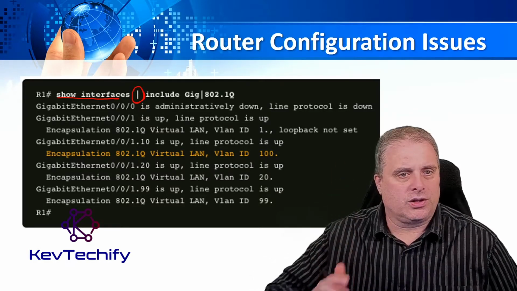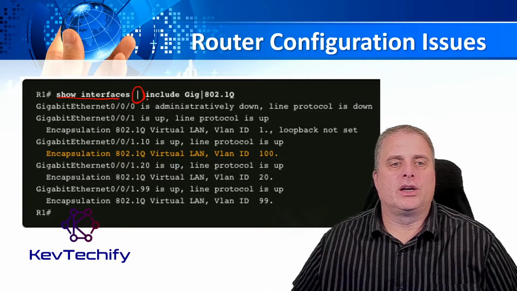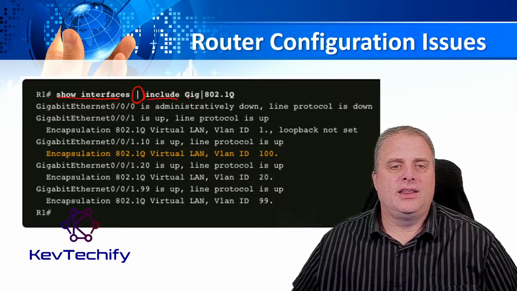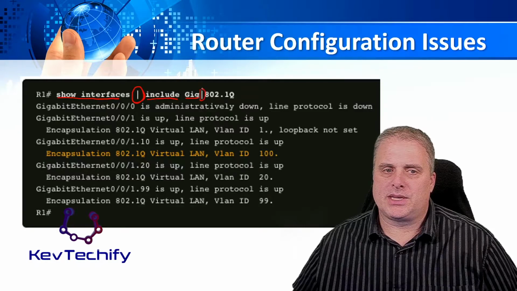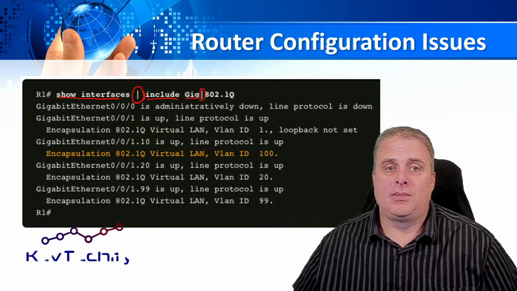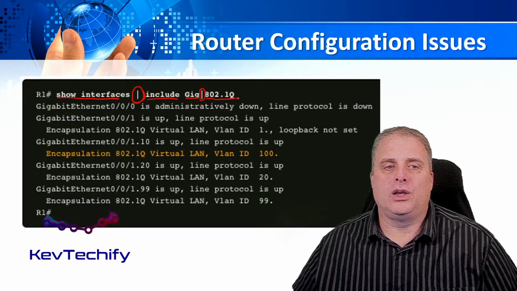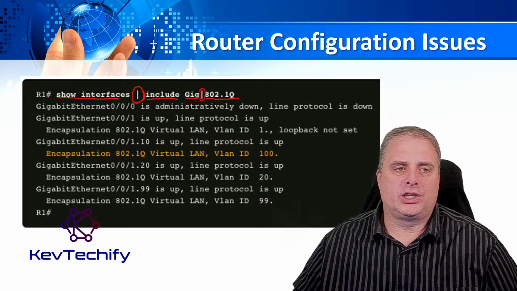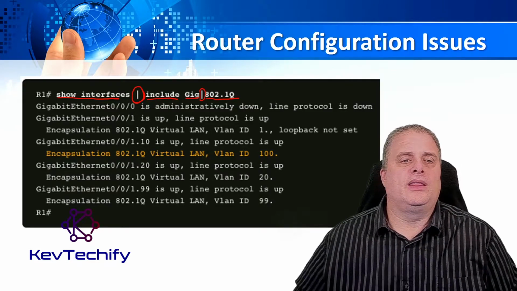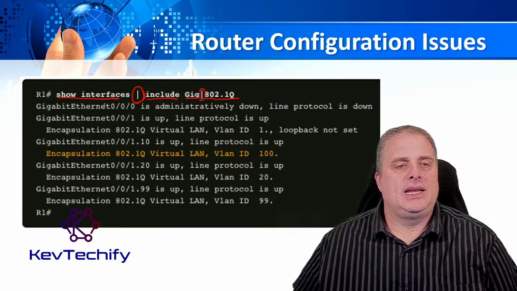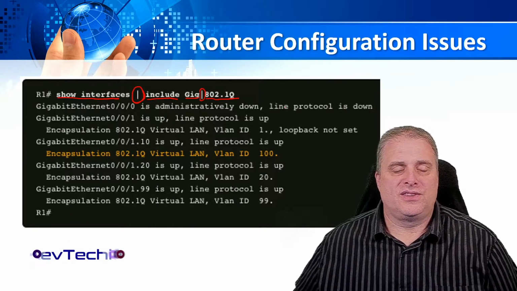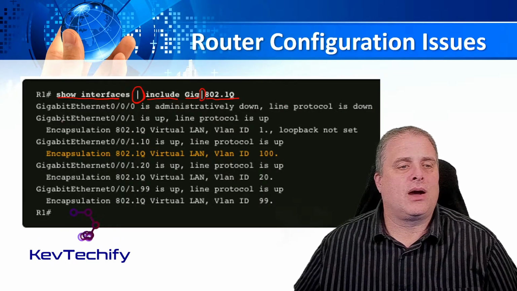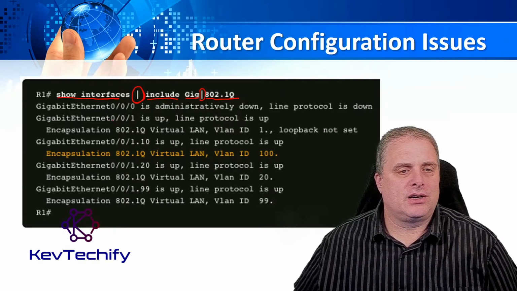It's the vertical line. And then we're going to say we want to include anything that either has gig in it, or, and once again that's the pipe sign, but it doesn't have a space this time, or has 802.1q. So it's going to show us the interfaces that either have gig or 802.1q in them. And as we can see here, GigabitEthernet 0/0 is down, down. So the physical interface of 0/0 is down. Then the physical interface here of 0/1.